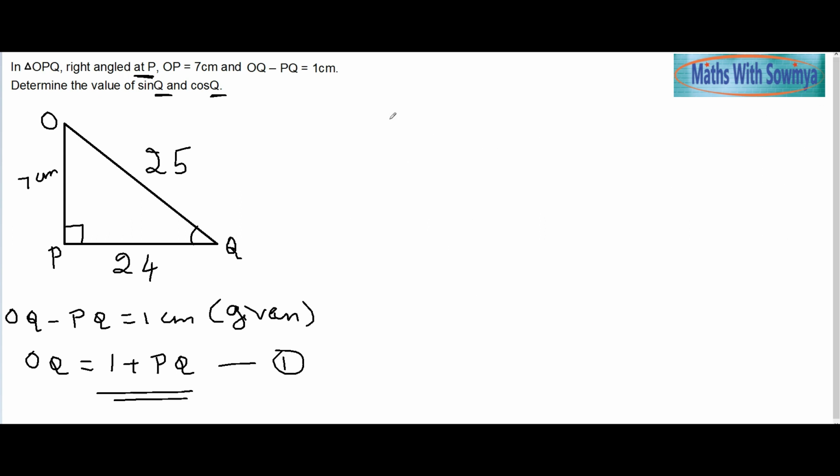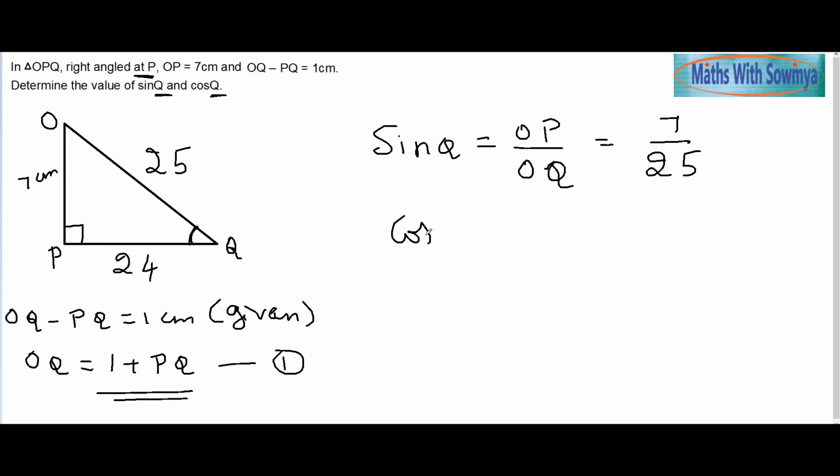So what do we have to determine? We have to know the value of sin Q and cos Q. Sin Q, with the angle Q taken here, is perpendicular by hypotenuse, so OP by OQ. This will give me 7 by 25. Similarly, cos Q is base by hypotenuse, PQ by OQ, which is 24 by 25. This is an example sum in the NCERT.